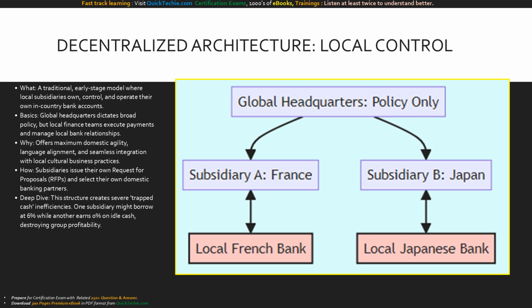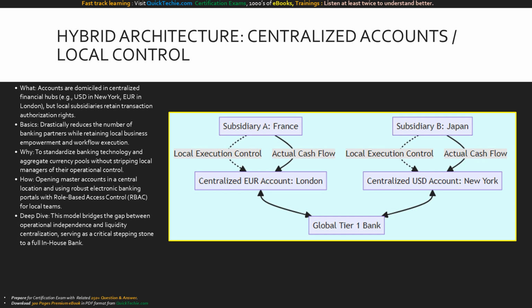If Subsidiary A runs out of money, it cannot access Subsidiary B's surplus. It must go to the local bank and pay expensive borrowing rates. This visual highlights the exact inefficiency modern treasurers seek to eliminate. How do we fix those isolated silos without causing a local revolt? We use a hybrid architecture, centralized accounts with local control.